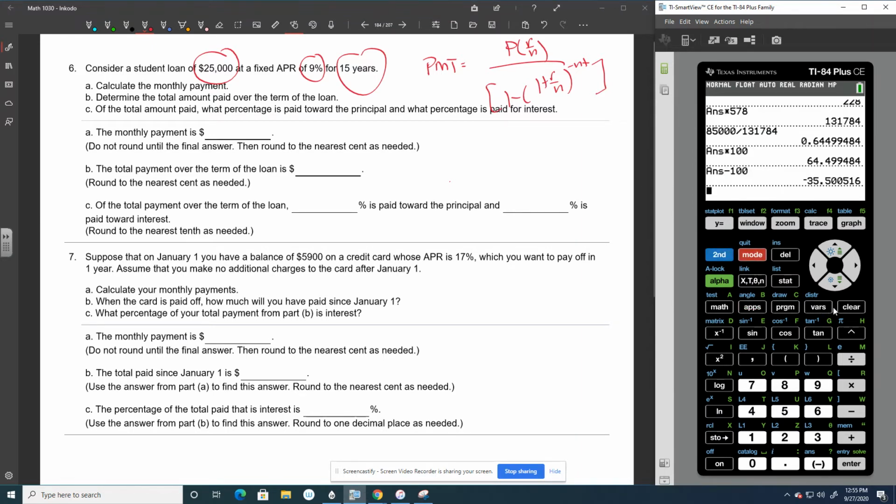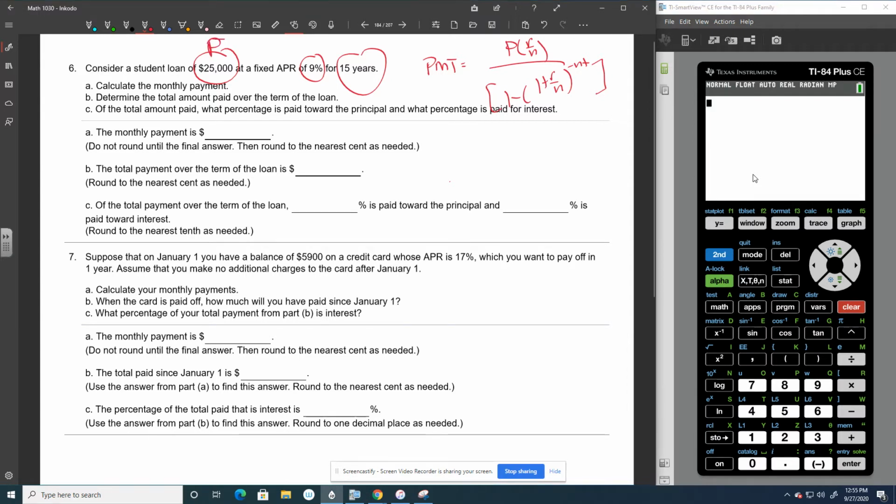This first one, we'll go ahead and plug it in. Actually, you know what? I'm not. This video is going to get long. So you plug these numbers into the formula. The 25,000, that's your principal. That's your P. The R is your rate. Make sure you put it in as 0.09. N is going to be 12 because you're making monthly payments. And the T, time, is going to be 15.